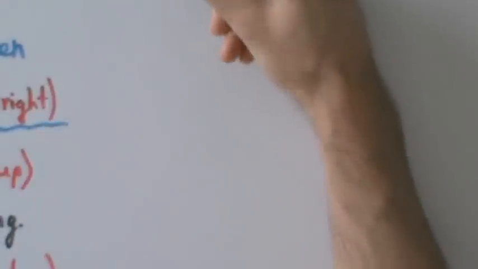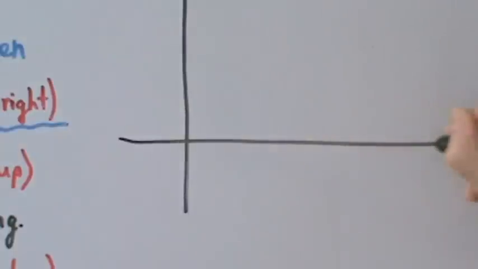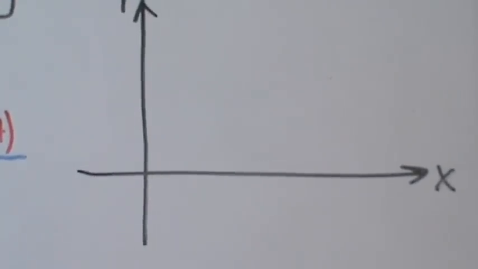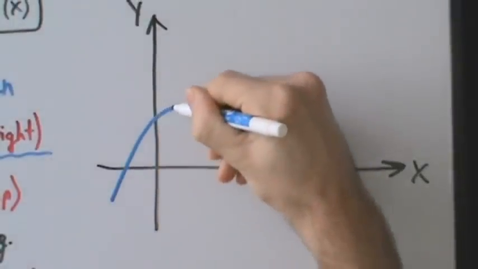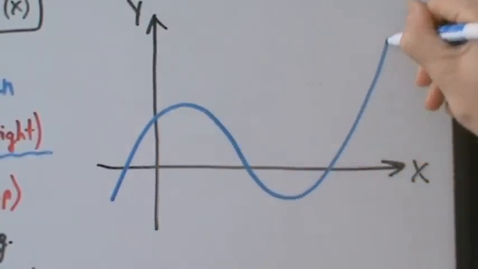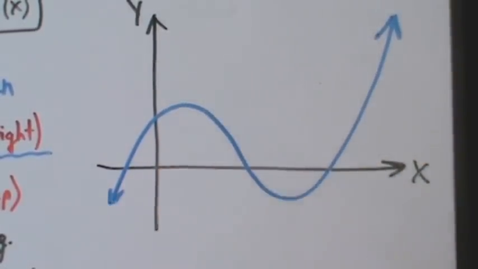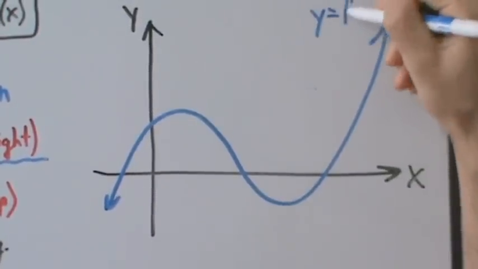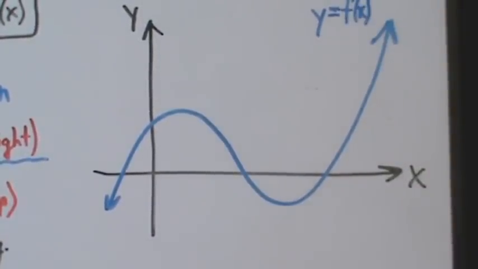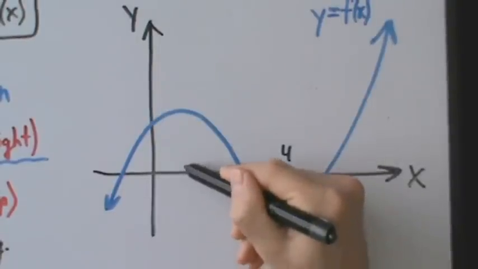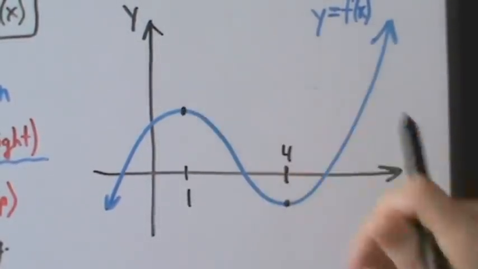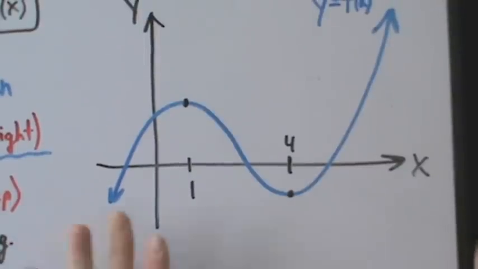So we'll put a graph over here. X-axis, y-axis. Let's zoom out just a bit. So let's say we have a function that does something kind of like this. So here is y equals f of x. Right? And let's put 4 right here. So this will be the point where x equals 4, and then this could be the point where x equals 1, just for example.